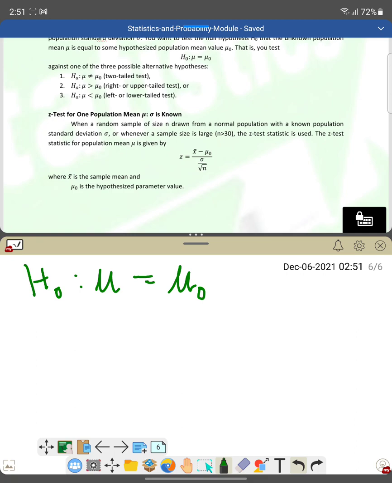But if we are going to utilize the entire sample, the entire population, the z-test could also be utilized. In a random sample of size n drawn from a normal population with a known population standard deviation, or whenever the sample size is large, which is when your sample size is greater than 30, the z-test is used. This is one of the rules.